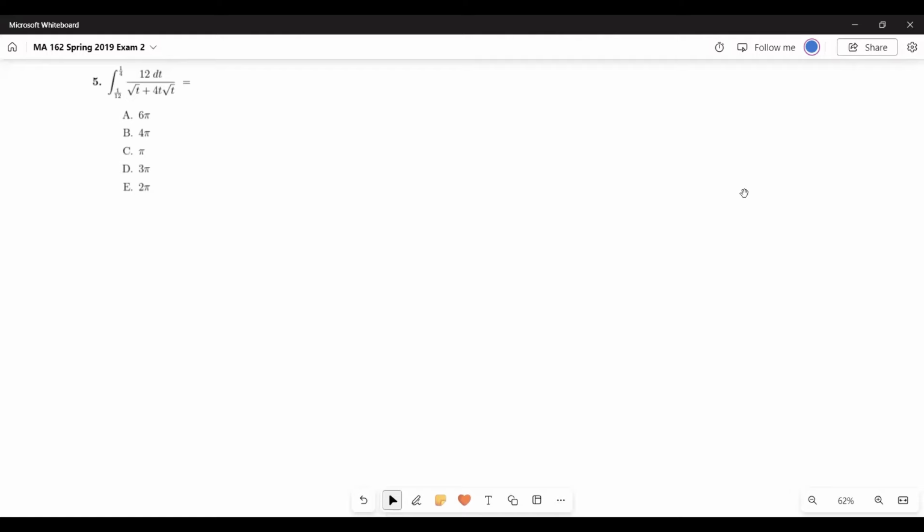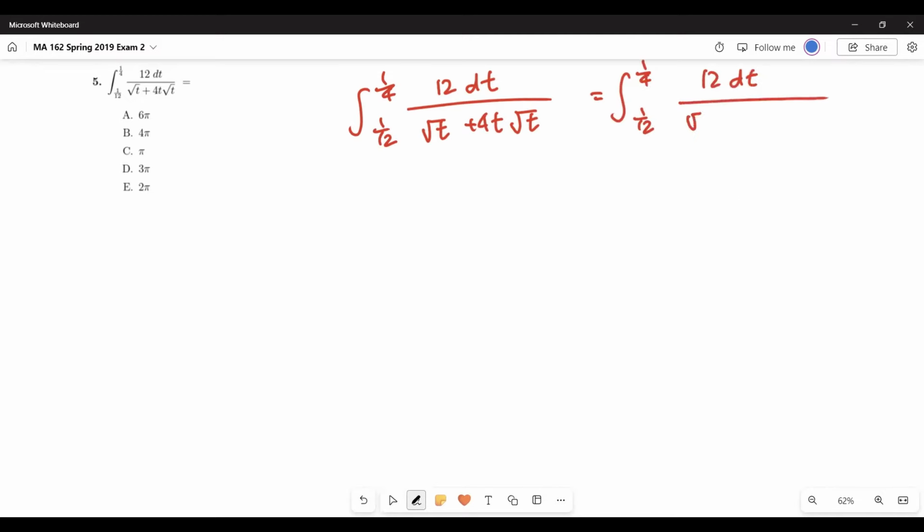Okay, so this question asks to integrate 12 over the square root of t plus 4t square root of t. Let's write it: 1 over 4, 1 over 12, 12 dt over square root of t plus 4t square root of t. Let's group them into square root of t in the denominator. So this becomes 12 dt over square root of t times (1 plus 4t).